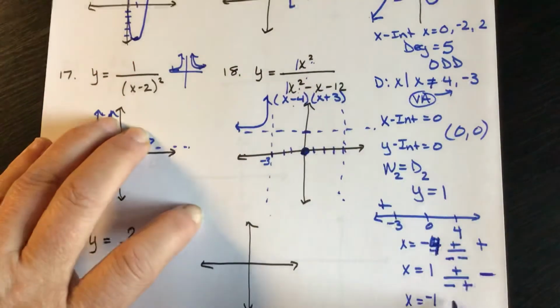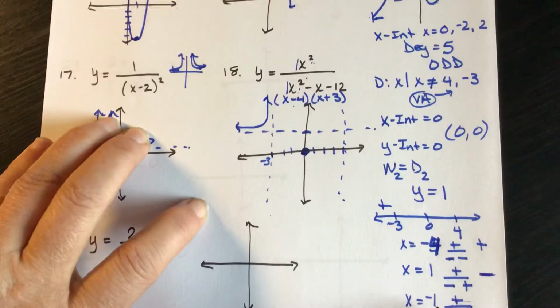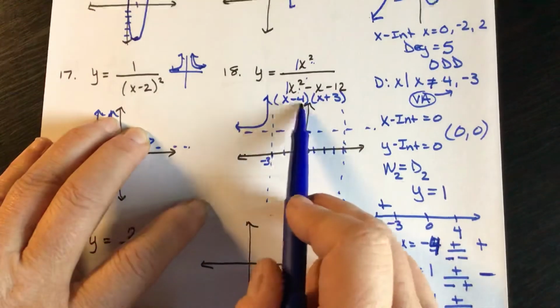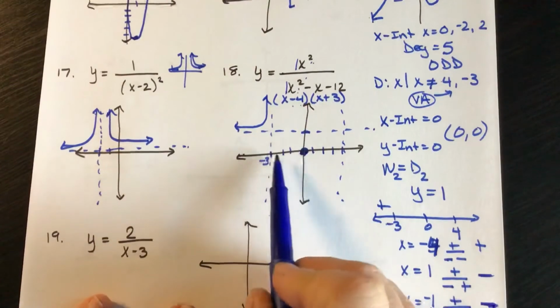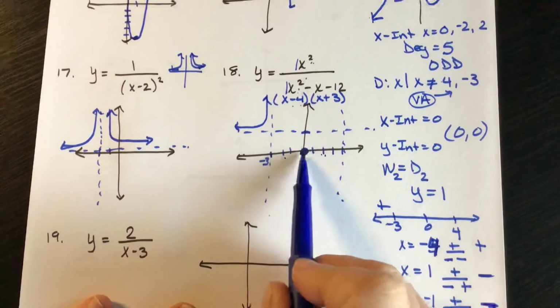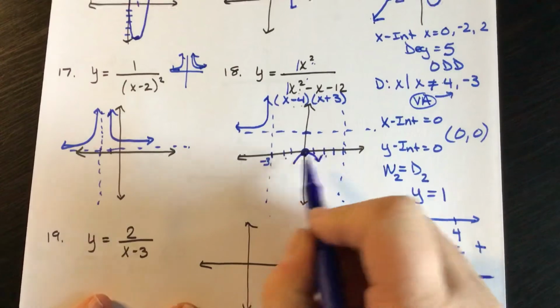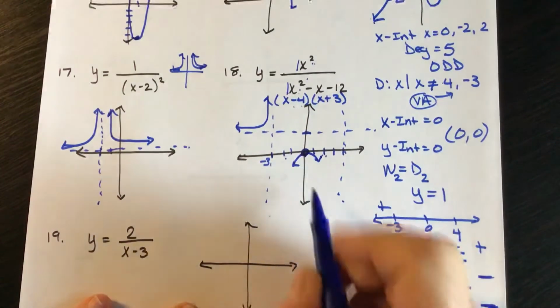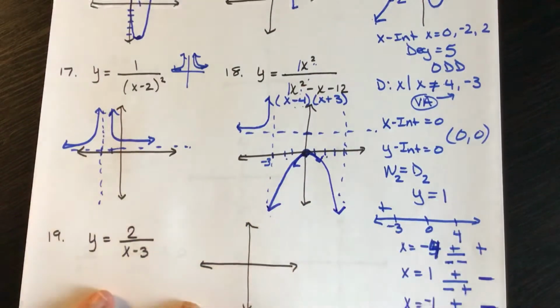Negative 1 squared is positive. It's always going to be positive on the top. But -1 minus 4 is -5, and -1 plus 3 is positive, so this is negative. So both sides of this x and y intercept are going to be negative. So at this point, they're both pointing down. So they're going to approach the asymptote here.